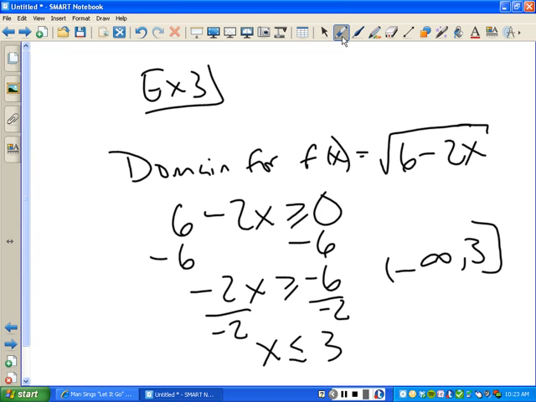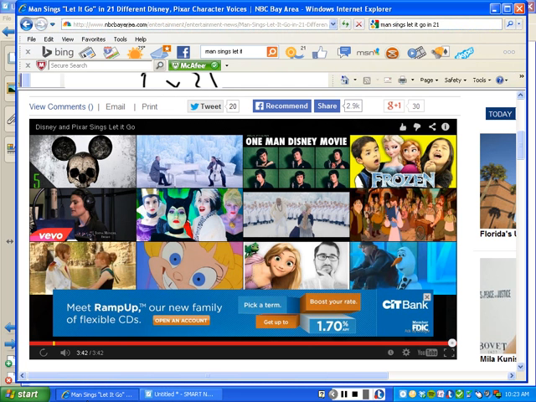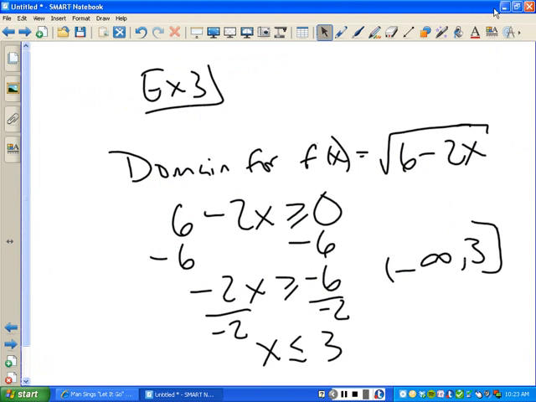If you multiply or divide by a negative number, so if the number in front of the x is negative, then you have to flip it. Negative infinity to 3. Your original answer was pretty close because I think you said 3 to infinity. You just didn't get it switched over.